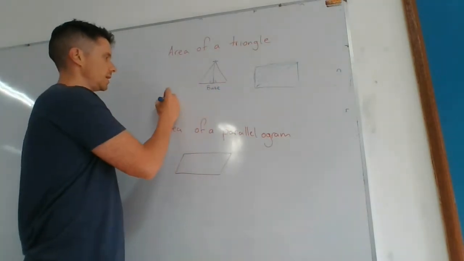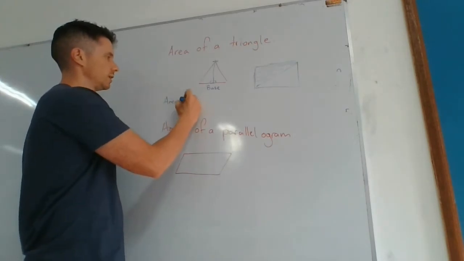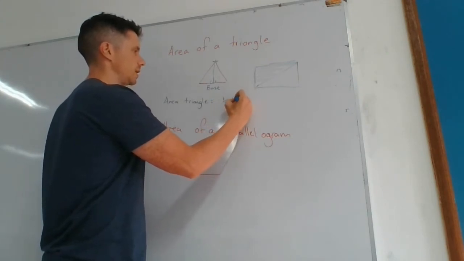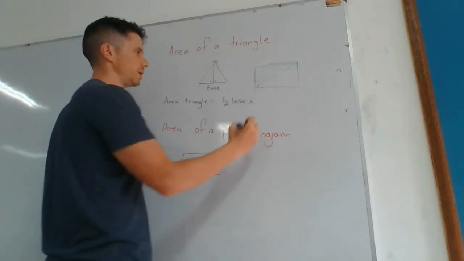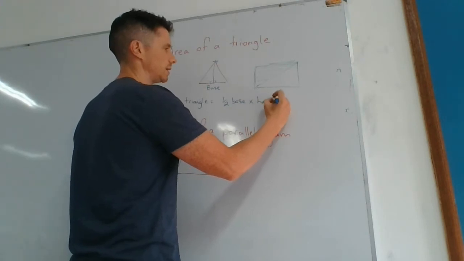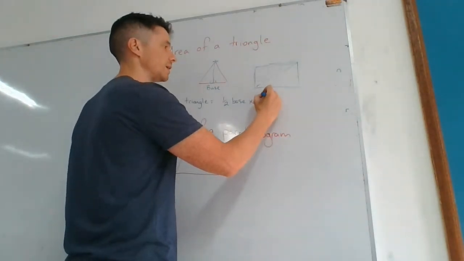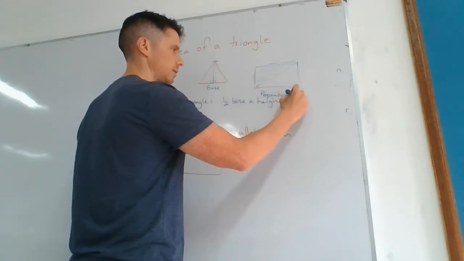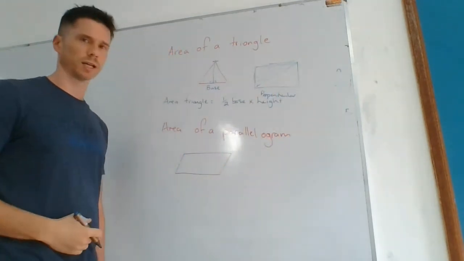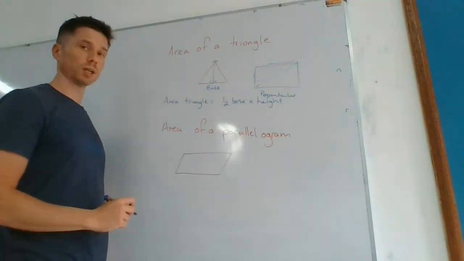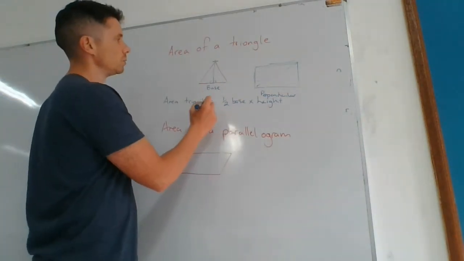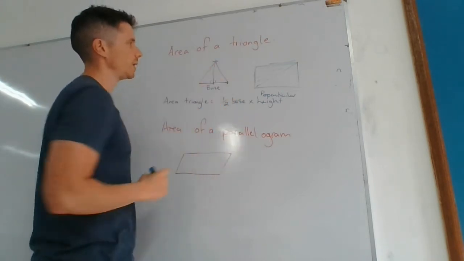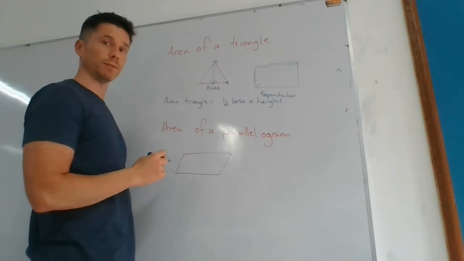So the formula is: the area of a triangle is half the base multiplied by the height. We call it the perpendicular height, so straight up height. You can imagine that you are getting half this base, the distance from here to here, and multiplying it by the height. That will give you the area.